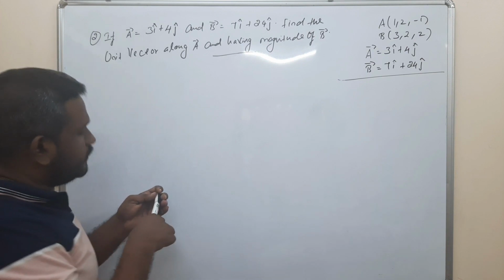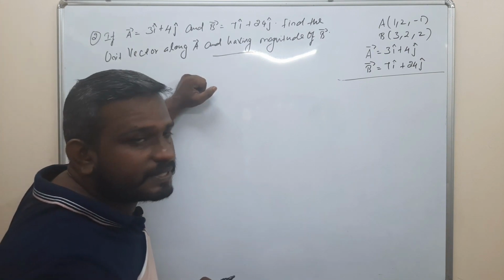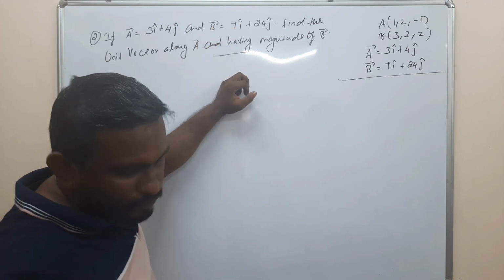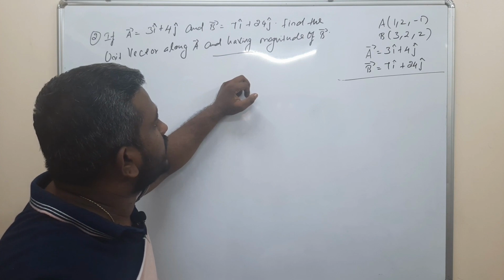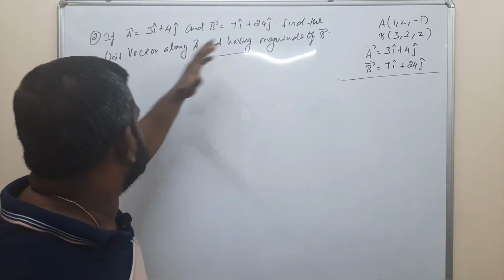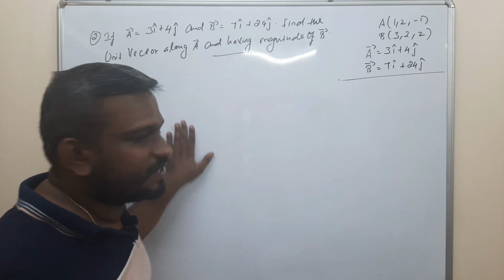So we have two vectors given. A vector is equal to 3i cap plus 4j cap. Okay, B vector is equal to 7i cap plus 24j cap. So what we have to find is the unit vector along the A vector and having the magnitude of B vector.